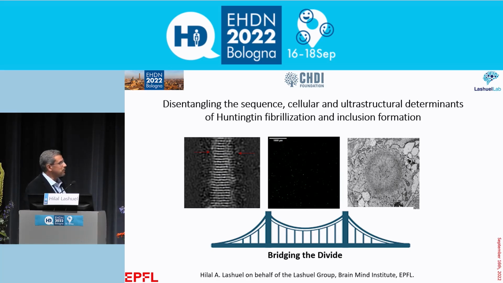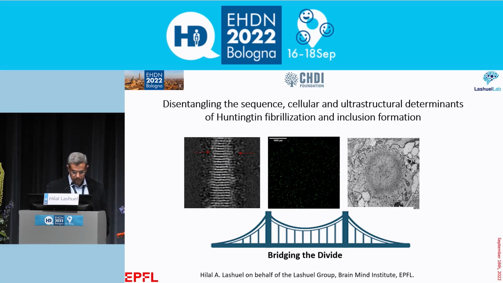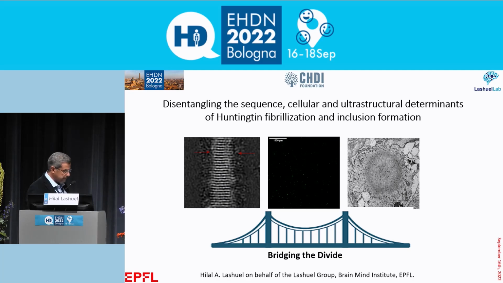Thank you very much for inviting me again and giving me the opportunity to share with you some of our recent work on trying to understand the grammars of Huntington aggregation and inclusion formation. I will also, for the sake of today's talk, speak a little bit more about our effort to develop models and approaches to bridge the gap between the simplistic models that we have from in vitro systems and the complexity of tau aggregation, of Huntington aggregation and pathology formation in neurons.